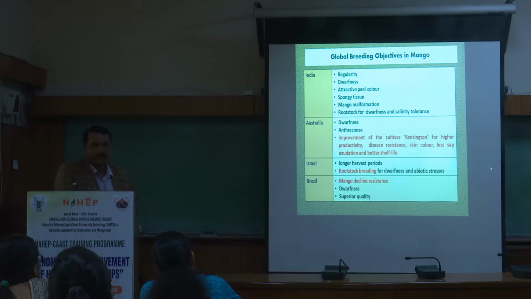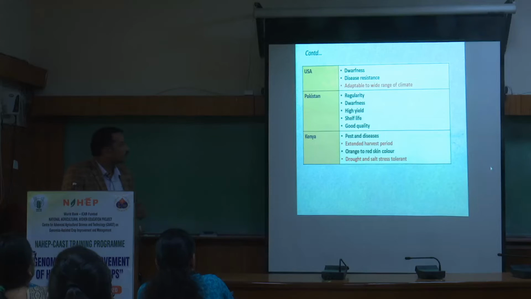If we talk about Israel, they are concentrating on rootstock breeding mainly. Then Brazil is working on mango decline, which is a serious problem nowadays in our country also. Then USA, in addition to other traits, they are also looking for adaptation. And Pakistan, their breeding objective is almost similar to ours. And Kenya, they are looking for a variety which has an extended period of harvest.